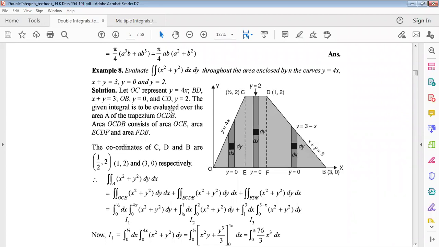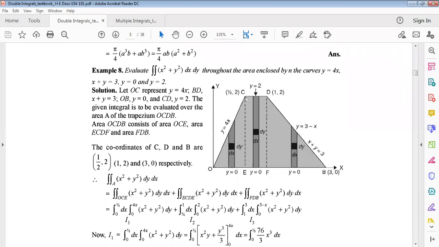The given integral is to be evaluated over the area of the trapezium OCDB. Then we get the enclosed area, that means the interior area of the trapezium, named OCDB. This is a trapezium because two opposite lines are parallel and the other two opposite lines are non-parallel.